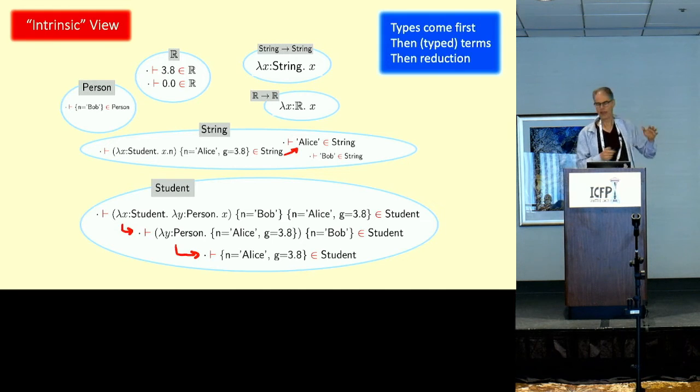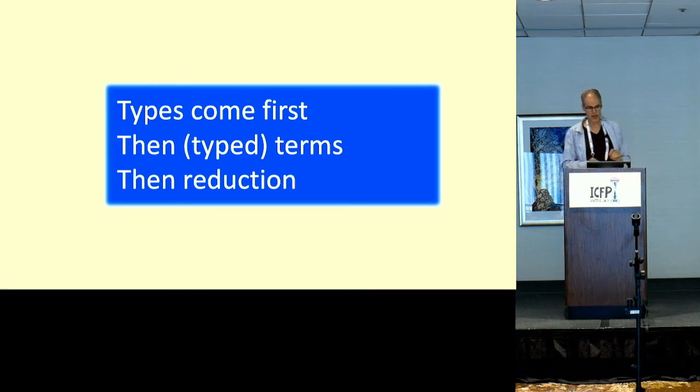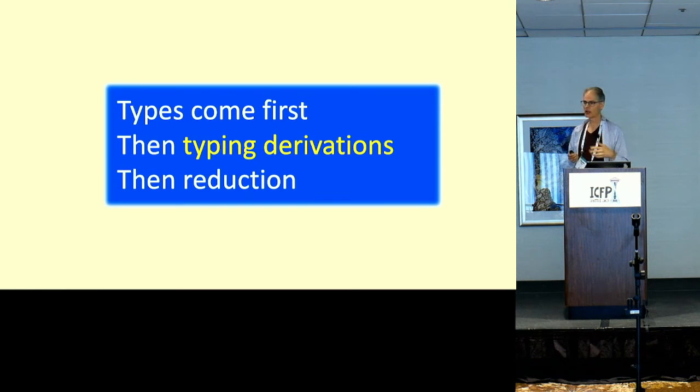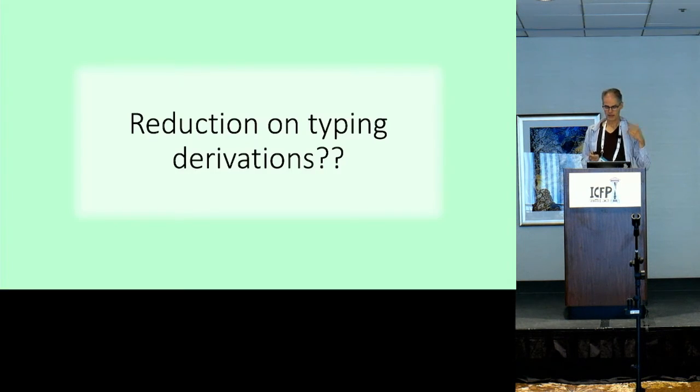So as a shorthand, we often write just the terms. But really what we should have in our minds is the typed things are the evidence that terms have types. That is, they are the typing derivations. Those are the inhabitants of the types. Now, what follows from that is that when we talk about reduction, we're not just talking about reduction of typed terms. We're talking about reduction of typing derivations. And that is really the idea that I want to get across in this talk.